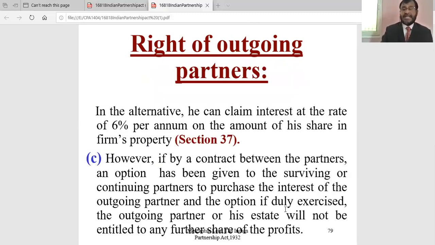We can claim interest at the rate of 6% per annum on the amounts of his share in the firm's property, as mentioned in Section 37 of the Indian Partnership Act 1932. However, if in a contract between the partners an option has been given to the surviving or continuing partners to purchase the interest of the outgoing partner, and the option is duly exercised, the outgoing partner or his estate will not be entitled to any further share of the profits.